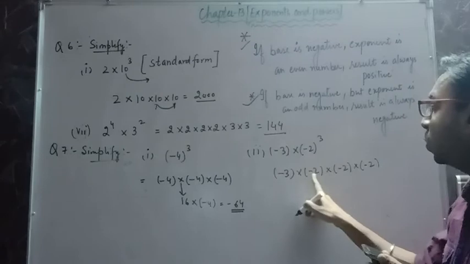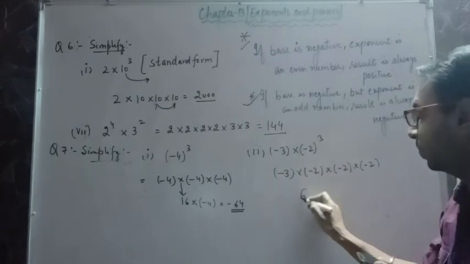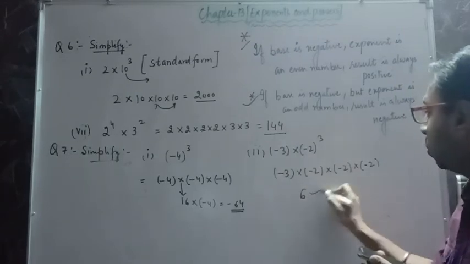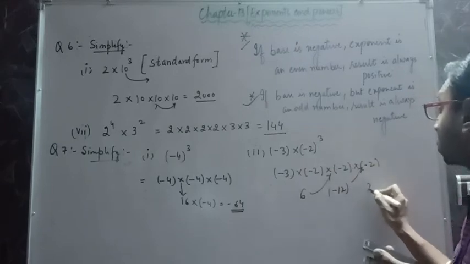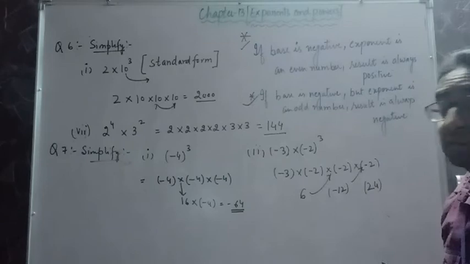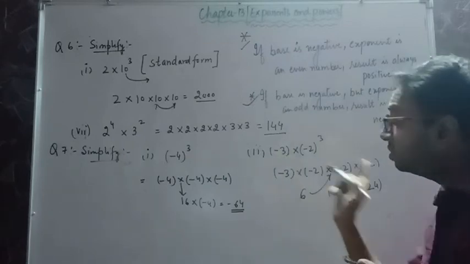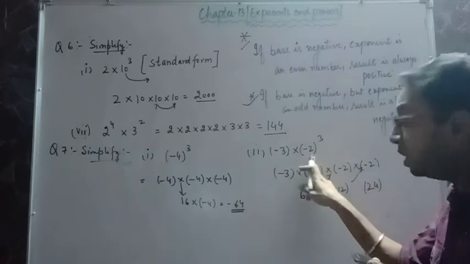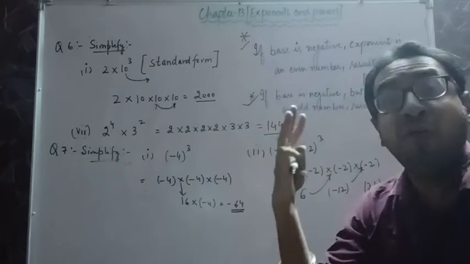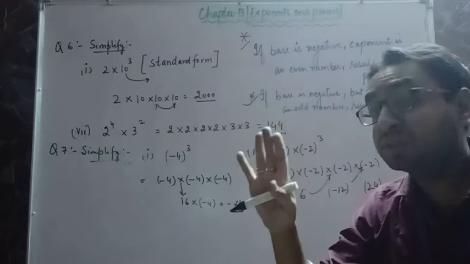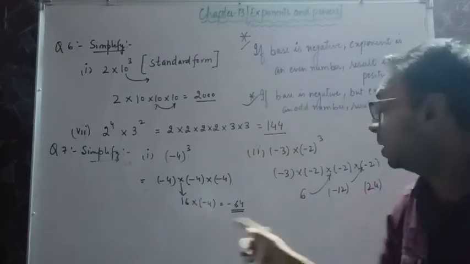Now minus 3 into minus 2 is 6. Now 6 into minus 2, it's minus 12. Minus 12 into minus 2, it's 24 because minus minus cancel. Why is the result positive? Because here 3 negatives are there, but this negative makes the 4 negatives. 4 negatives means even, and hence the result will be positive.